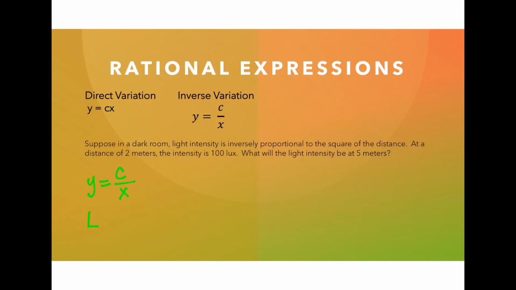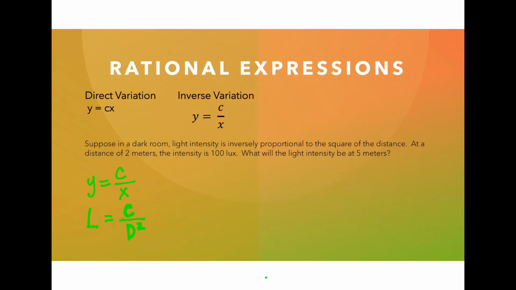But let's be more specific in this case. We're talking about light intensity, so I'm going to put L for light, is inversely proportional to the square of the distance, so I'm going to put D for distance. And it's not just distance, it's distance squared. It says the square of the distance. So as we move away, light becomes less and less. Again, we need to know what this C is. What is the constant we have here?